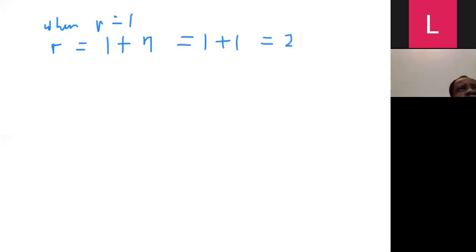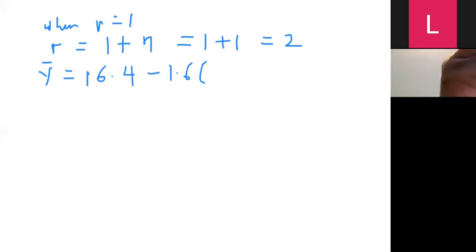What is going to be the equilibrium level of output? Let me put a bar on it just to indicate equilibrium output. It's going to be 16.4 minus 1.6 into brackets inflation. Inflation is 1, that's what we are saying, assume P equals 1. So that gives me 16.4 minus 1.6, which is 14.8. So the equilibrium output is 14.8.